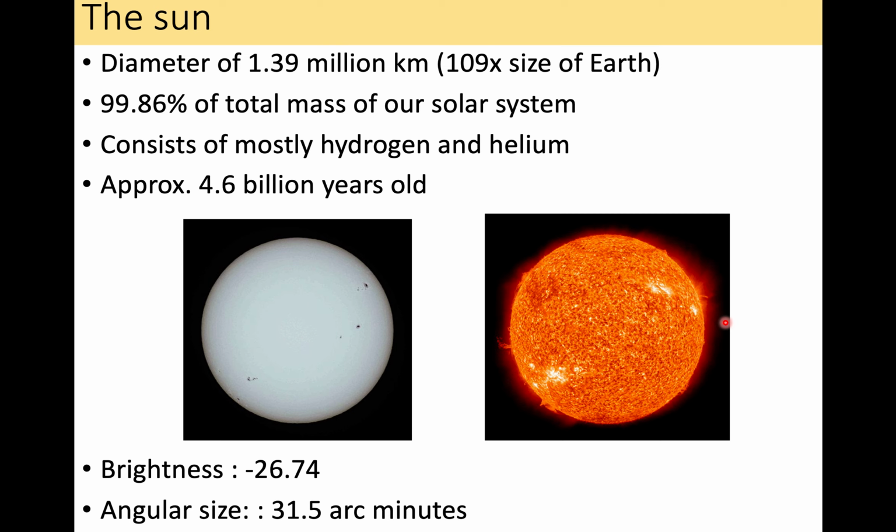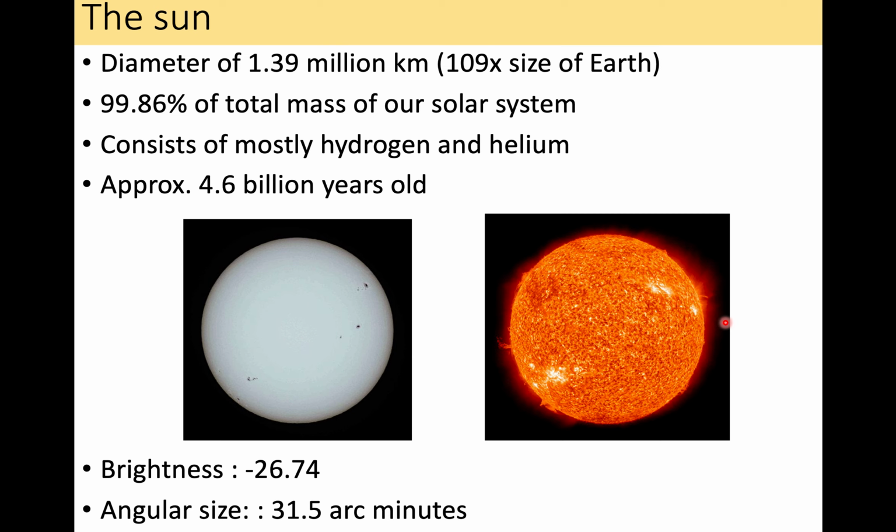It consists of hydrogen and helium for the most part. It is a very average star, and it's about 4.6 billion years old. So the brightness of our sun is a negative 26.74. Remember that the more negative the number, the brighter the star. The larger the positive number, let's say if it was a 10, that would be very, very faint. We wouldn't be able to see it with the eye.